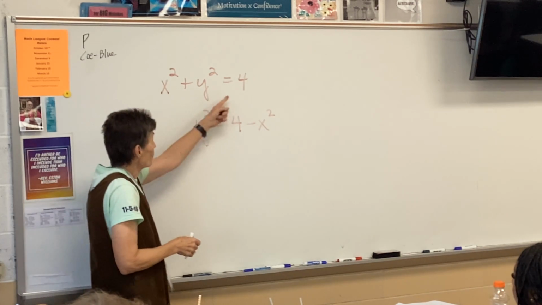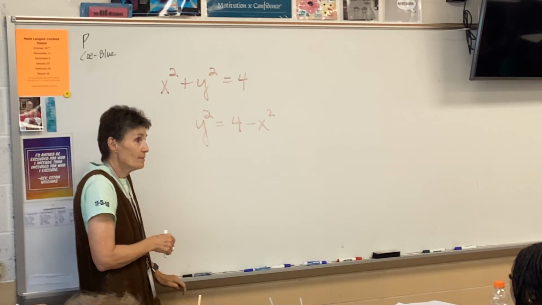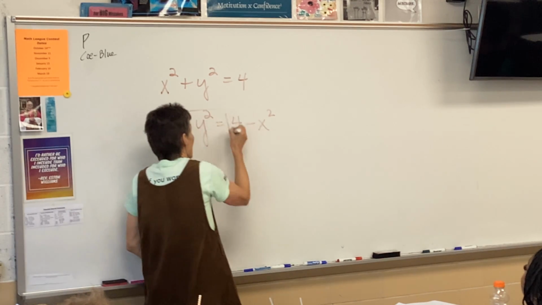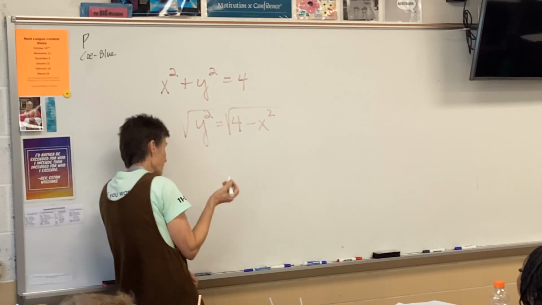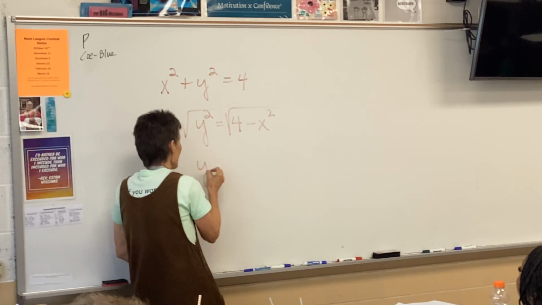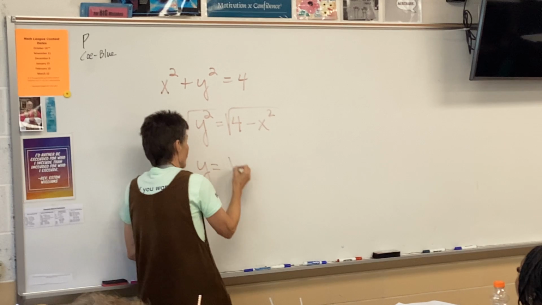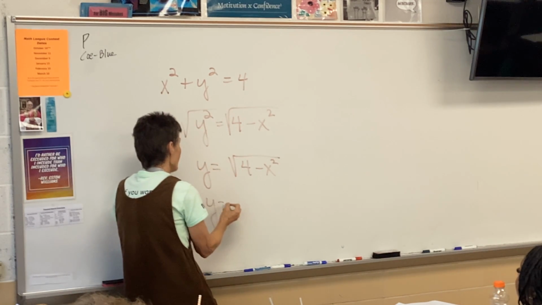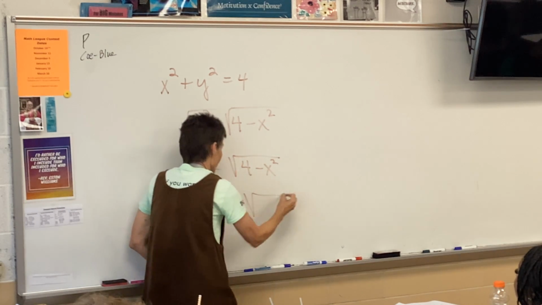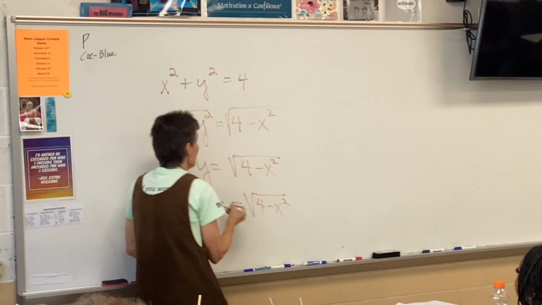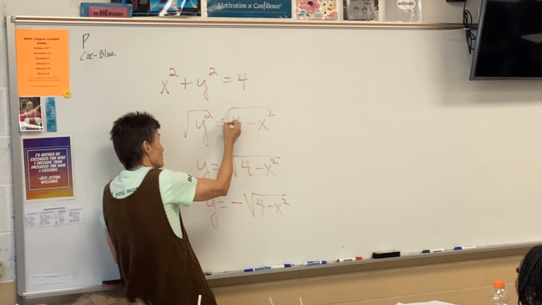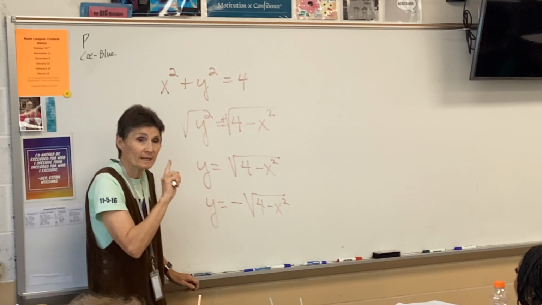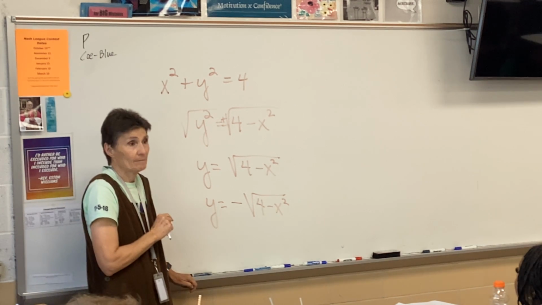So I'll move the x squared to the other side, and then what do you think I'll do? Square root. Now, here's the tricky part. We talked about this before. When you square root, you're going to get the square root of 4 minus x squared, and you're going to get the negative square root of 4 minus x squared. Because when you square root both sides, remember the whole plus or minus thing? Totally necessary, gotta have it.